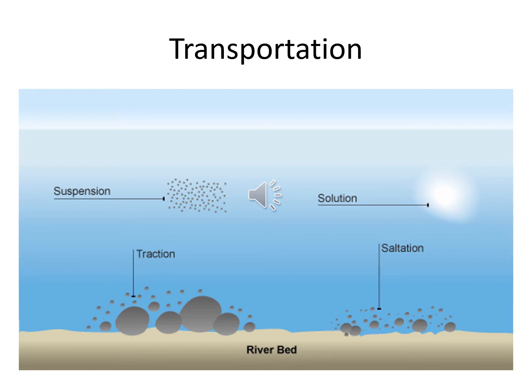Saltation is where smaller rocks are sort of bounced along the riverbed. Suspension is where particulates are carried. So if you've ever looked in a river and it looked quite muddy, that's the process of suspension. And then solution is related to solution erosion, whereby particulates of material are carried by the river but dissolved.